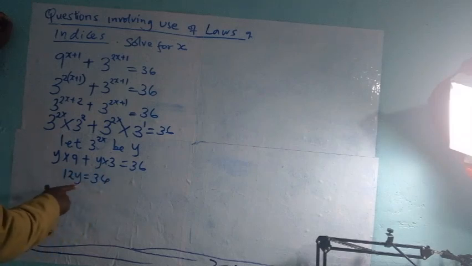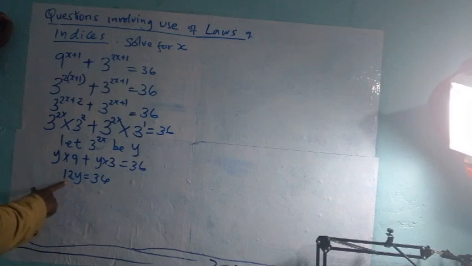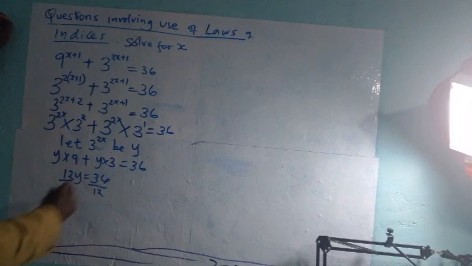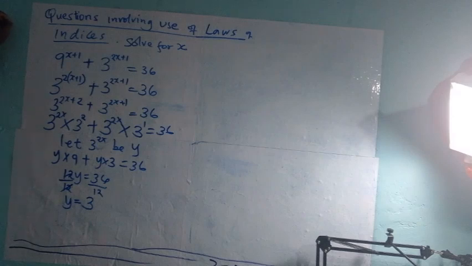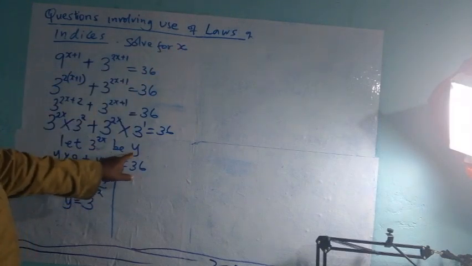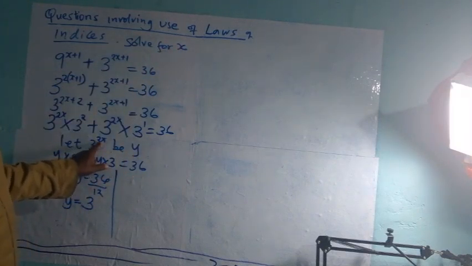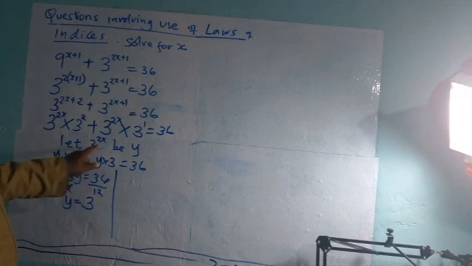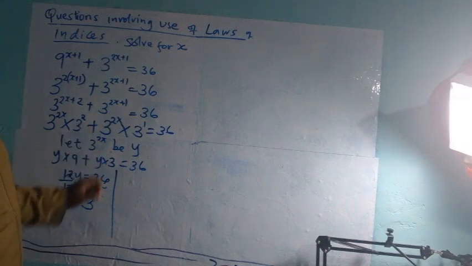We have 12y is equal to 36. If we want the value of y, we divide both sides by 12, so y is equal to 3. That is fine. We were not looking for the value of y, but for the value of x. But we said, let y be 3 raised to the power 2x, so this y and this 3 raised to the power 2x are the same.